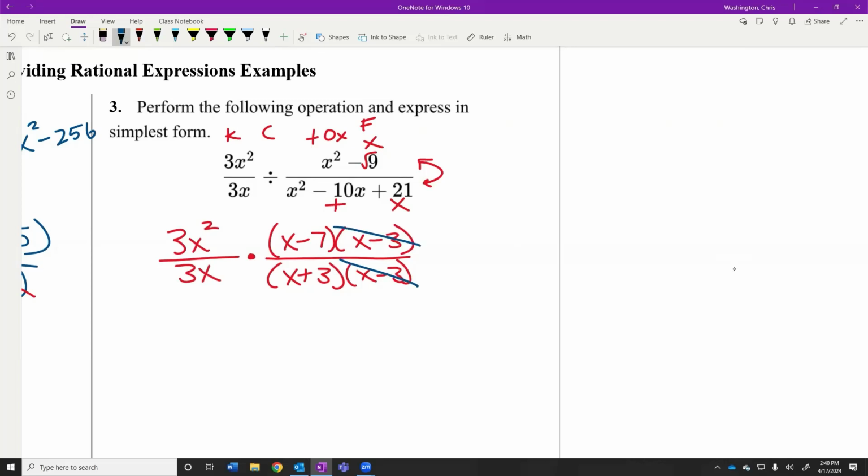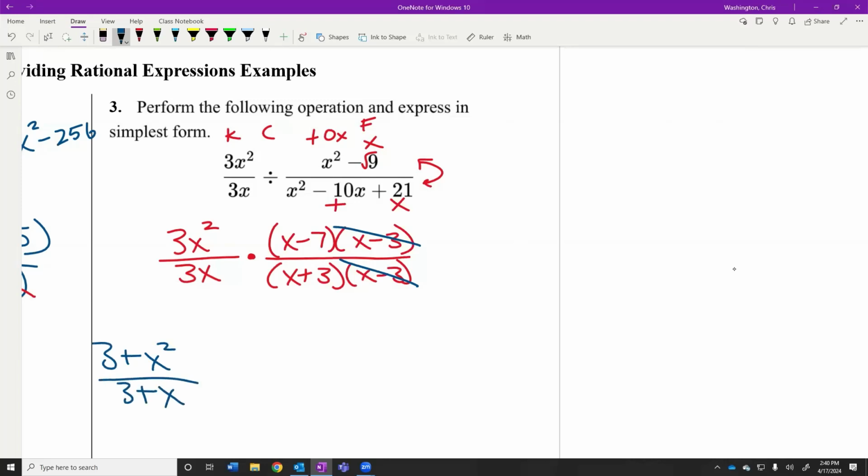Can we cancel anything else out? 3x. We can cancel the 3 and the x out. And why can we cancel the 3 and the x out? Because they're being multiplied. What if it looked like this? What if we had 3 plus x squared on top and 3 plus x on bottom?